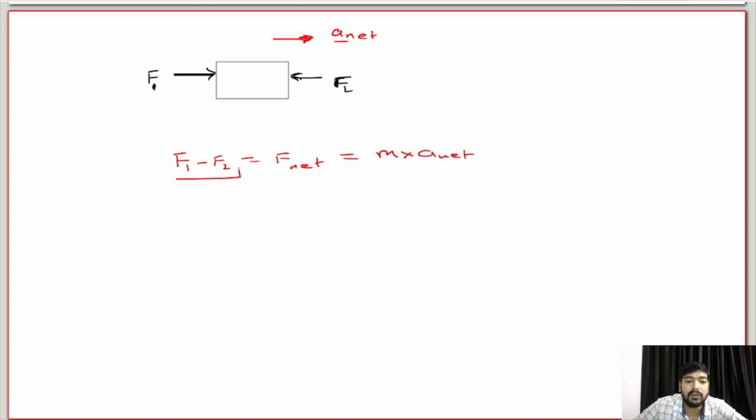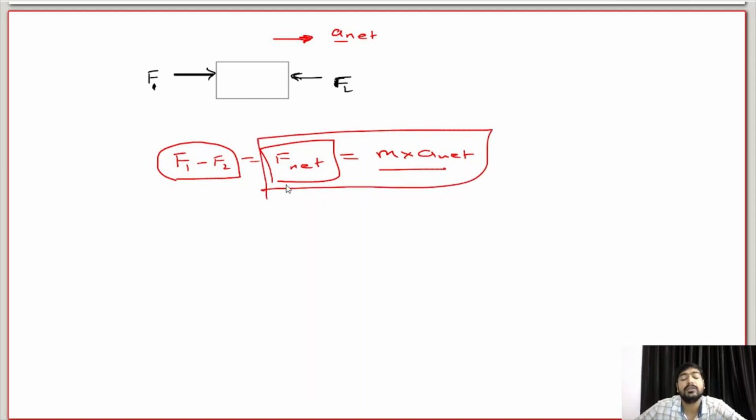I will always follow this: first, I will write the net force, then I will equate it to mass times the net acceleration. I will always apply this, the second law of motion. First I write the net force, then I equate it with the mass times the net acceleration.